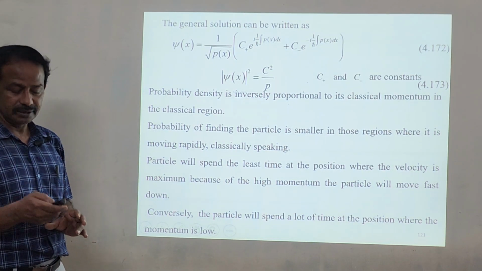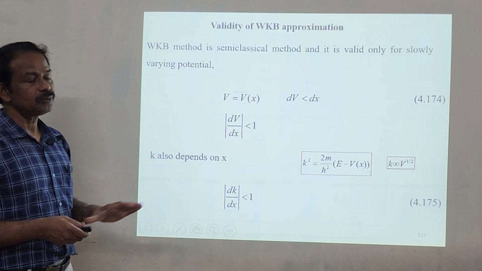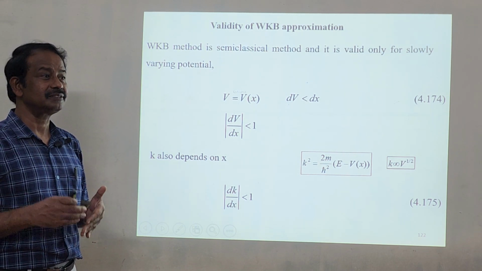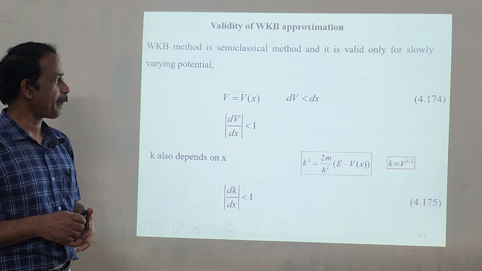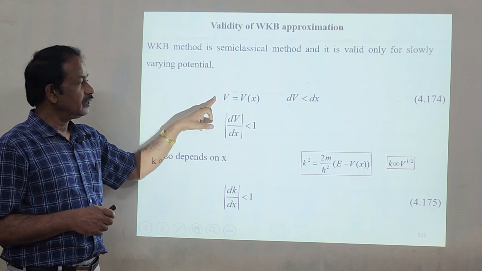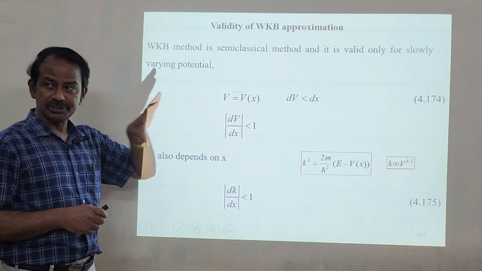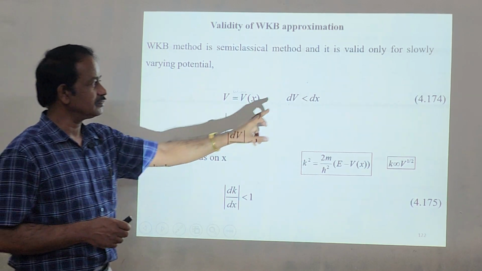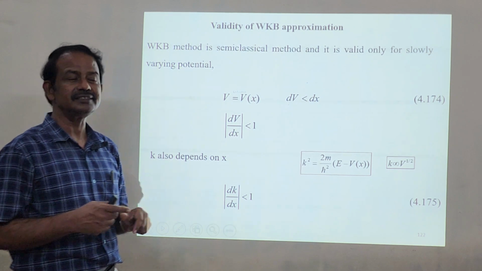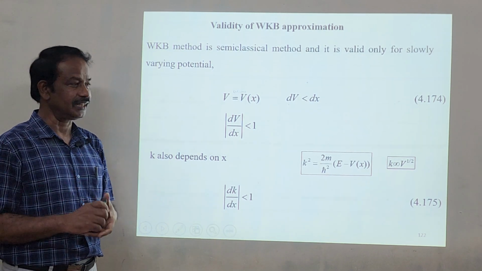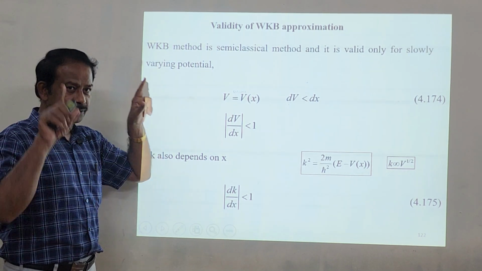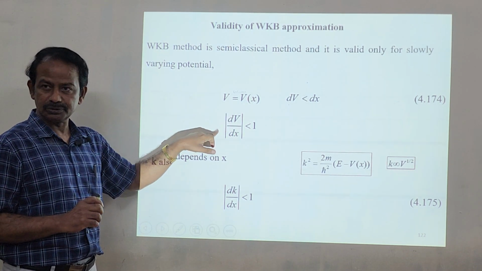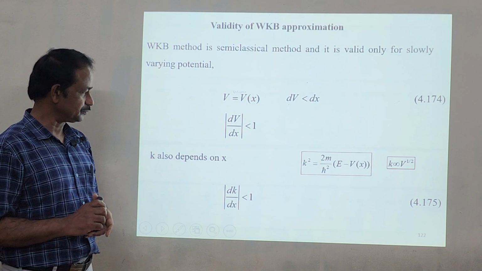Okay, equation 4.173. What is the validity of the WKB approximation? Where is it valid? It's a very important thing. As we said, the potential depends on position. Second is a slowly varying potential. Slowly varying potential in the sense dV is very, very much less than dx. If it is so, then the modulus of dV by dx will be less than 1. Of course, we know this is the condition.